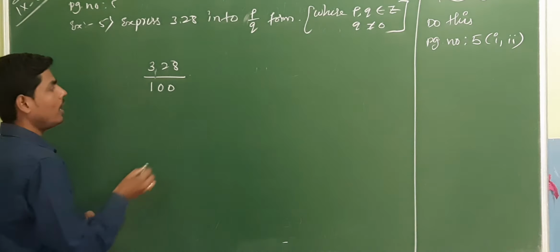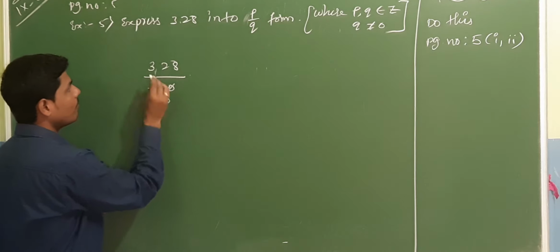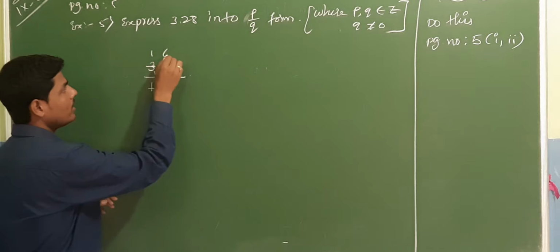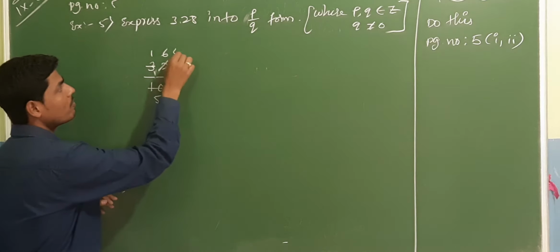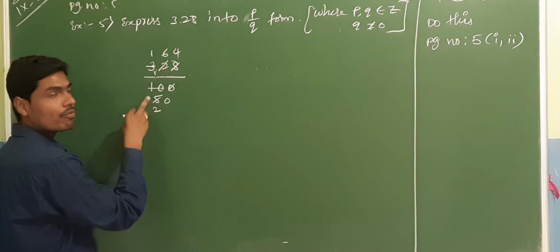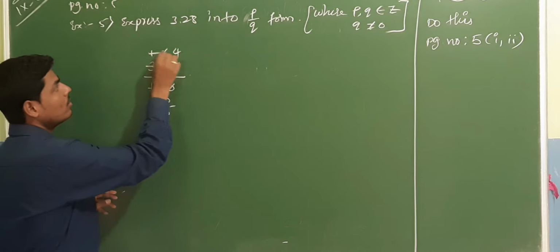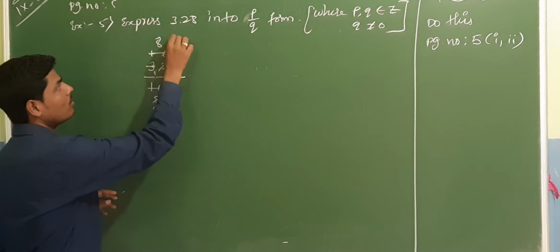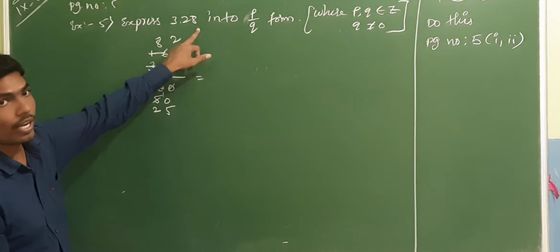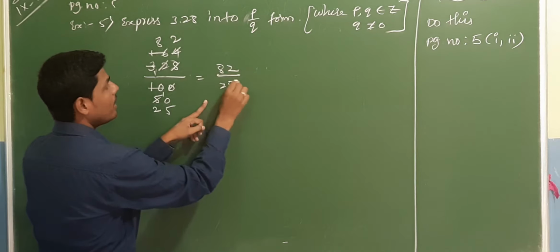So cancel in the 2 table. 2 5s are 10, 0. And 2 1s are 2, 1 is left, 12. 2 6s are 12 and 8, 2 4s are 8. Again cancel in the 2 table. 2 2s are 4, 1 is left, 10, 2 5s are 10. And 2 8s are 16 and 2 2s are 4. So the decimal 3.28, for that, the solution is 82 by 25.